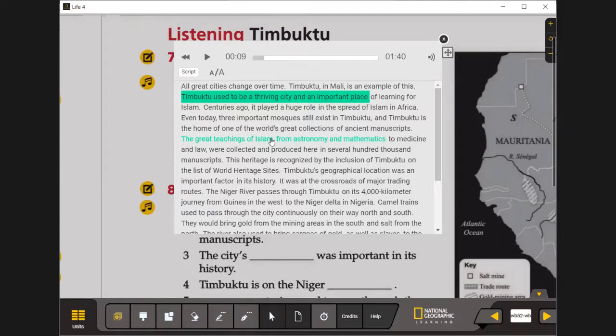Got it? What word, teacher? I'm sorry. This one, mosques. Okay. When we are talking about the mosque, we are referring to the religious place. Okay, so like at the church, but for a different religion. Okay, so as you can see, even today, 3 important mosques are still located in that city.